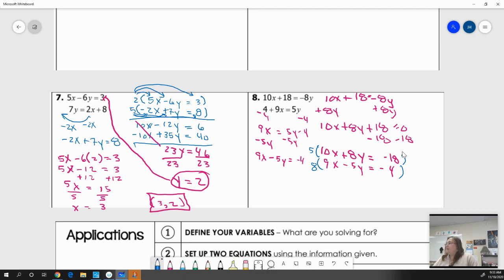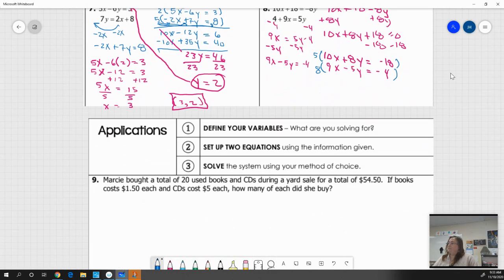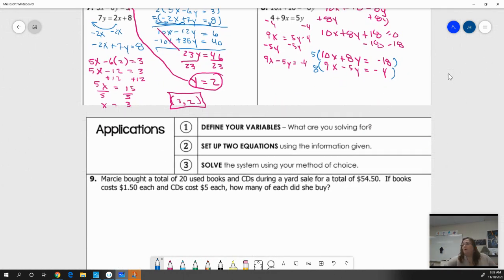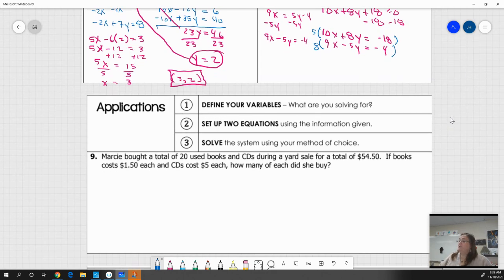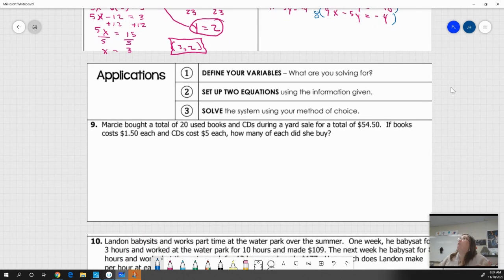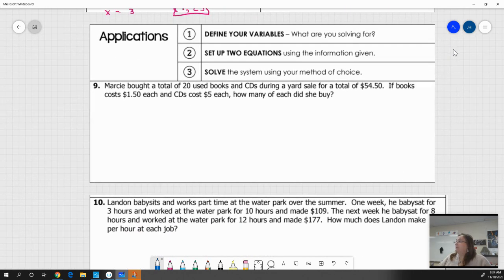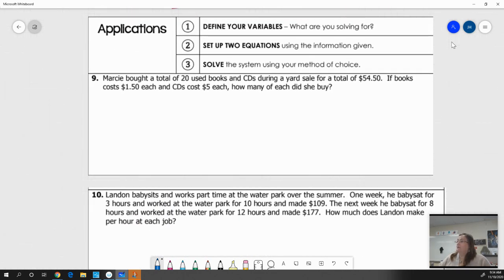When we're doing applications, we're talking about word problems. Define your variables. What are we solving for? Set up two equations. That's a very important part, right? Using the given information, and then solve the system using your method of choice, which means you can use substitution or you can use elimination.